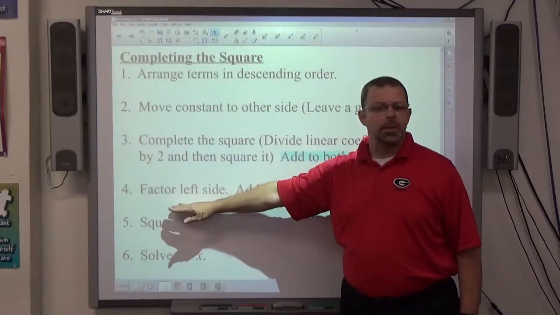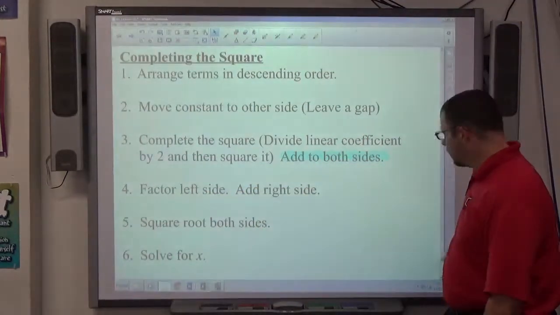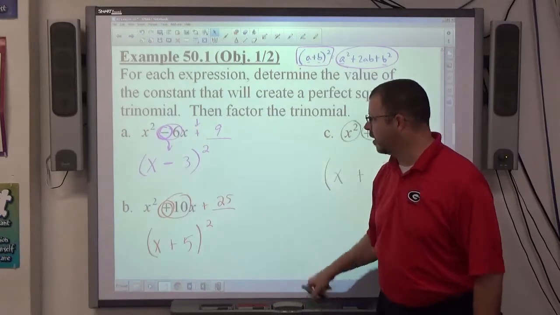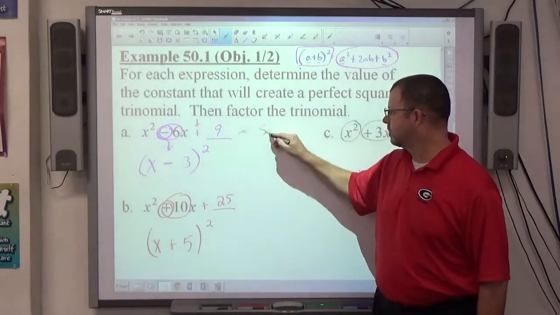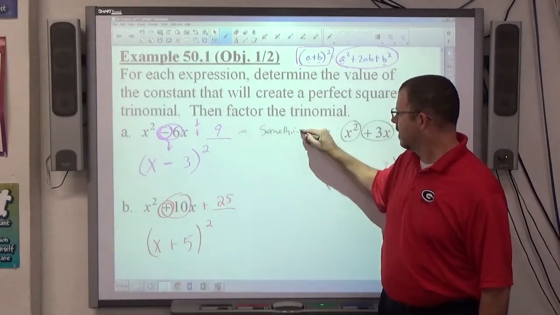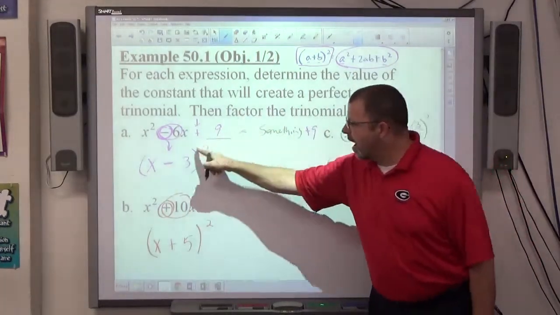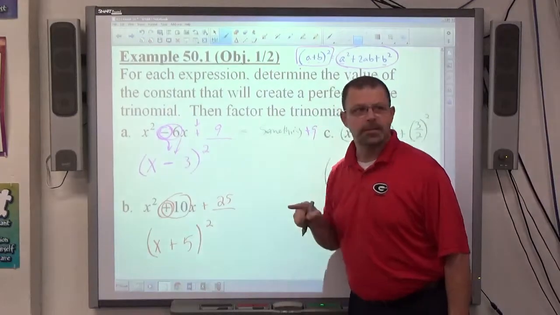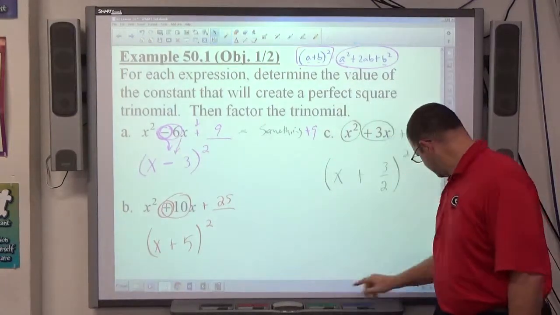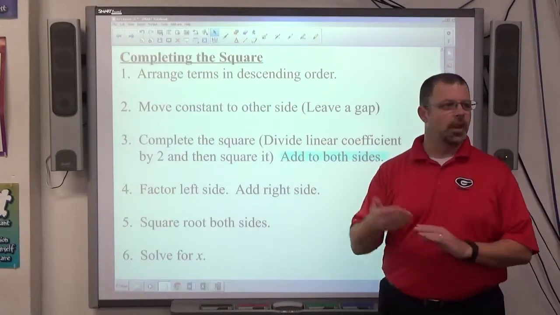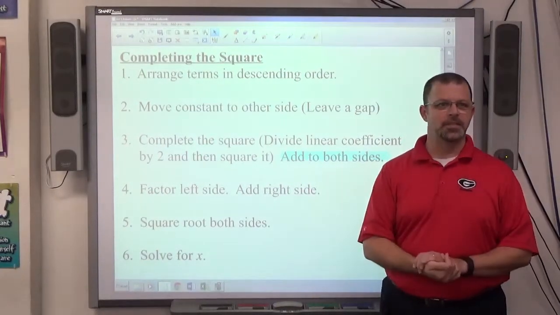Factor the left side, that's what we did in the other part. So again, that's completing the square. If I do plus 9 and it's equal to something over here, plus 9 there, so plus 9 over here. Okay, factor the left is going to be that. Add the right side, add the numbers. If I get 6 plus 9 is 15.